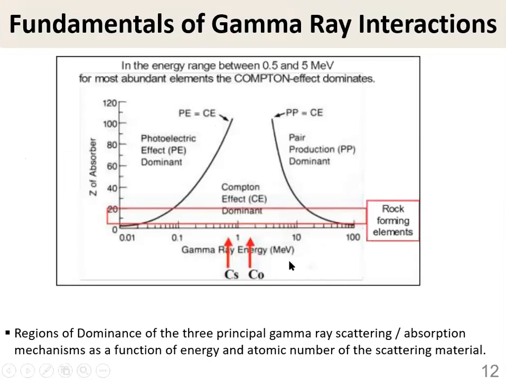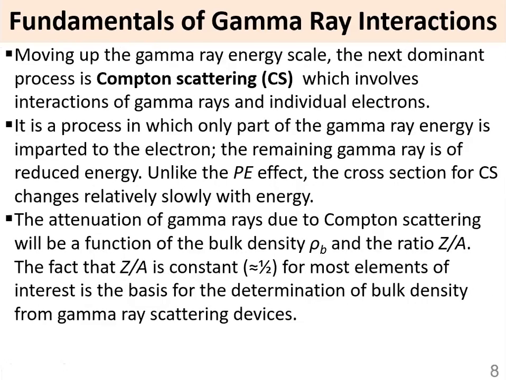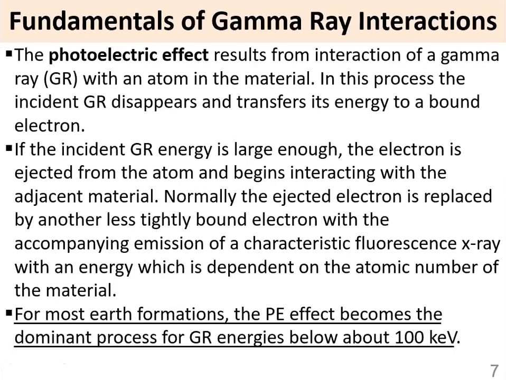Note that this particular scale is in mega electron volts. That one is kilo. So that tells the scale. For a gamma ray, there's an incident gamma ray. All the energy of the gamma ray is absorbed into a bound electron. Depending on the energy of the incident ray, the electron may be ejected, and then that interacts with the formation.